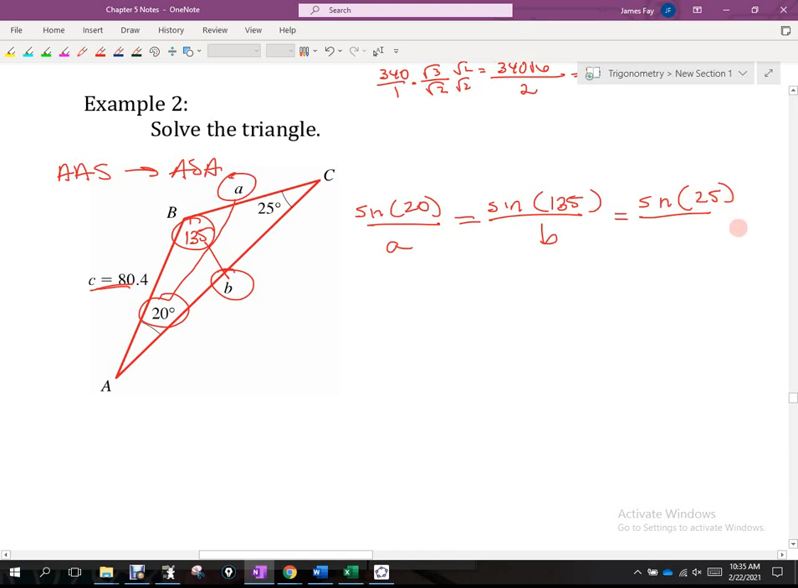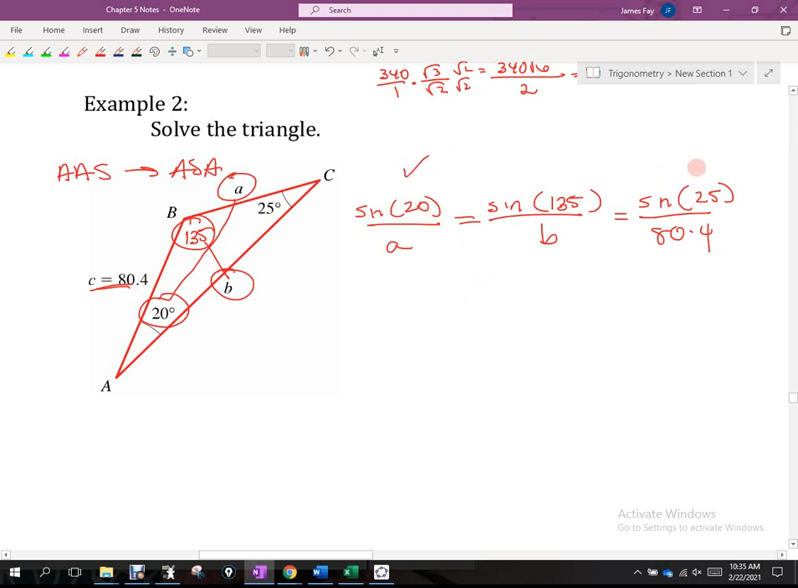C over the opposite side of C, and you get 80.4, right? If you want to do it that way, every single problem, you should be able to do that. You should be able to take the sine of an angle, put it over the side opposite, equals the sine of the second angle over the side opposite it, equals the sine of the third angle over the side opposite it. And now you just got to decide, okay, which two ratios do I take so that I only have one variable?